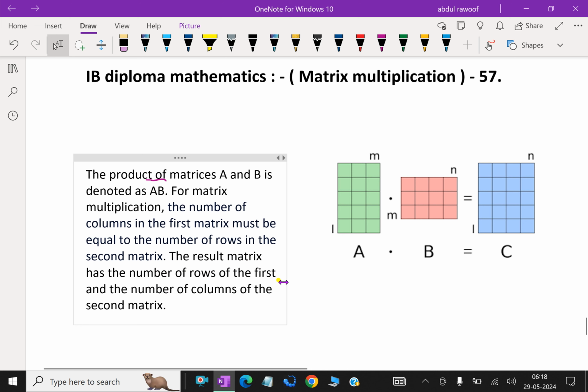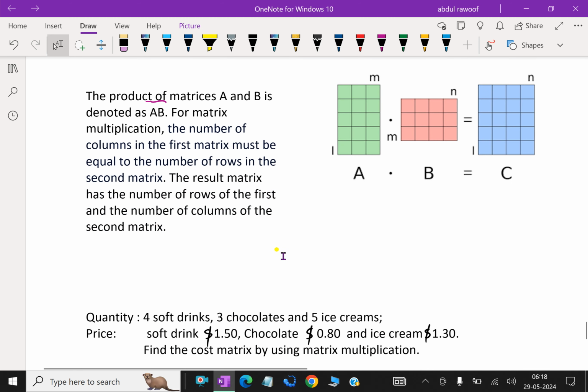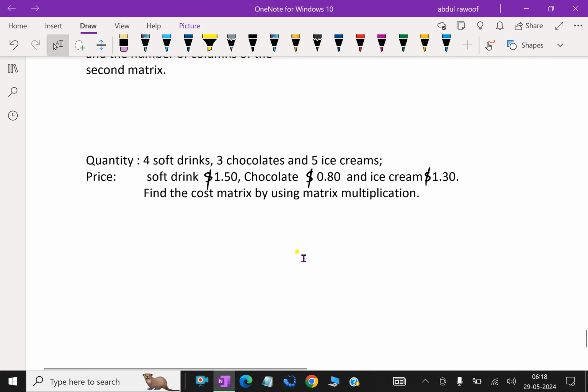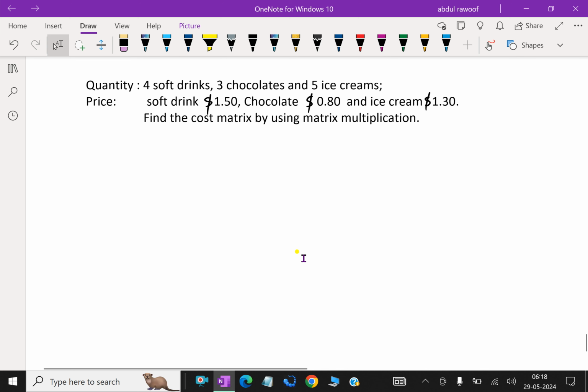Now let us understand this by using one good example. Here the quantities are given in a supermarket. You bought these things: 4 soft drinks, 3 chocolates and 5 ice creams. The price of soft drinks is $1.50, chocolate is $0.80 and ice cream is $1.30. Find the cost matrix by using matrix multiplication.